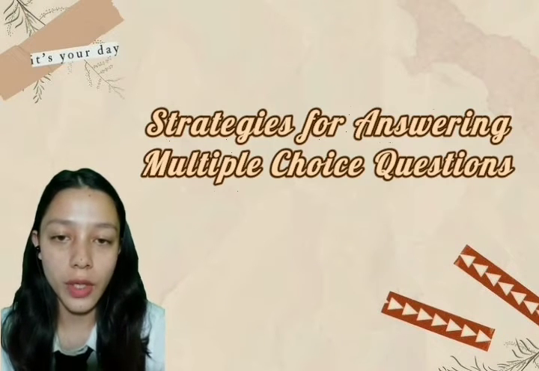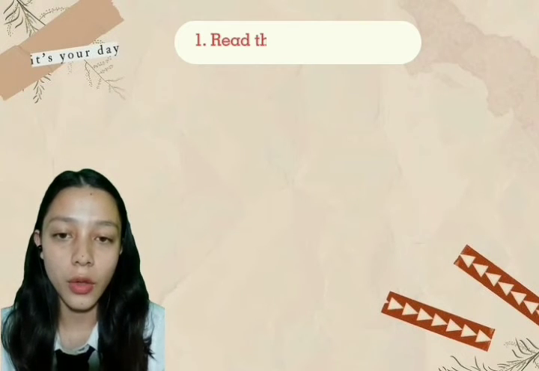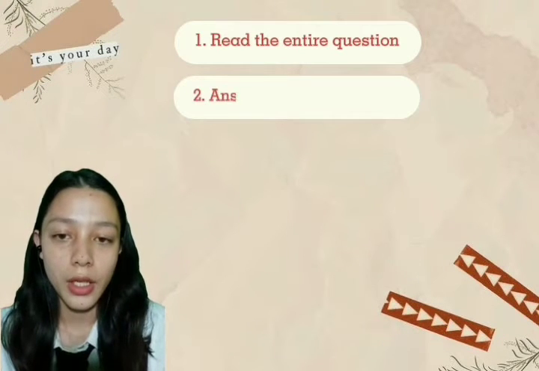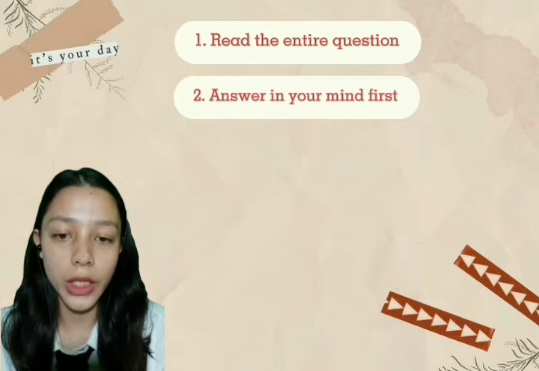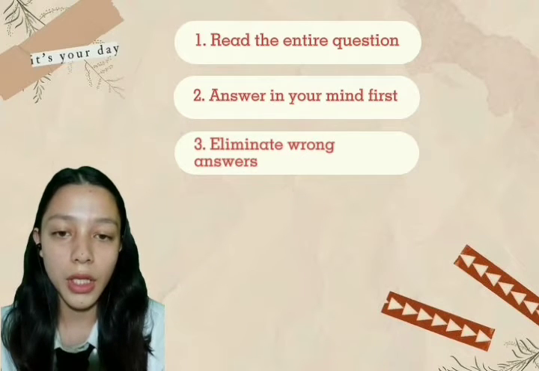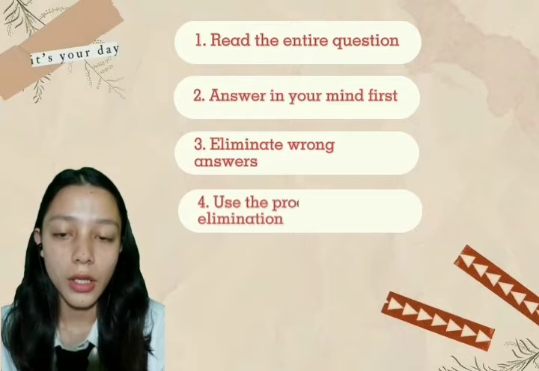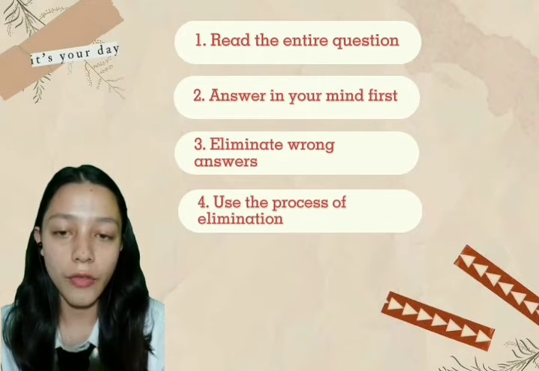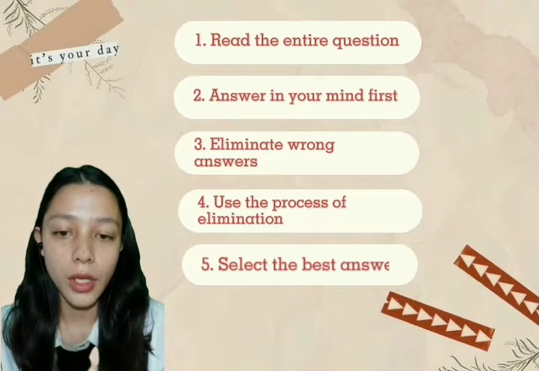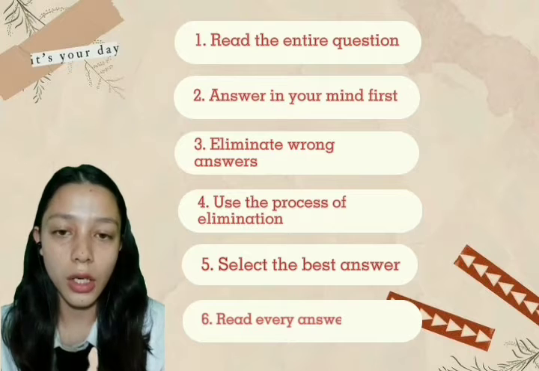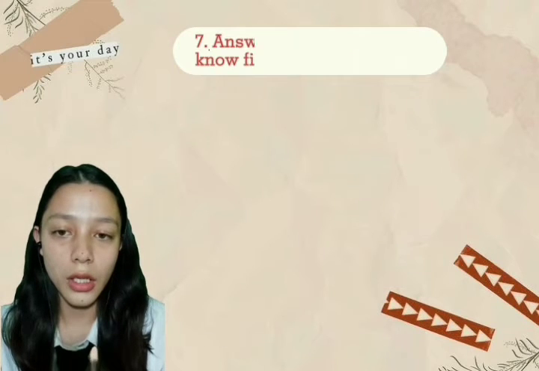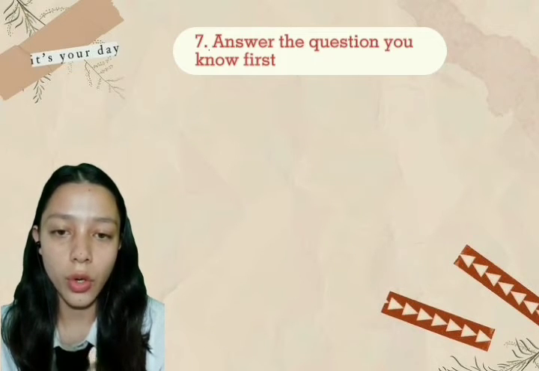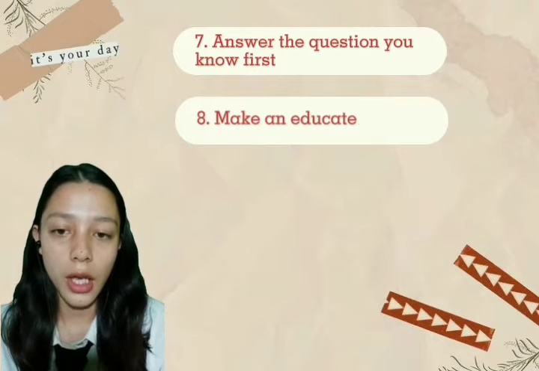Strategies for answering multiple choice reading comprehension questions. First, read the entire question. Next, answer it in your mind first. Next, eliminate wrong answers, and then use the process of elimination. Next, select the best answer. Next, read every answer option. Then, answer the questions you know first. Then, make an educated guess.